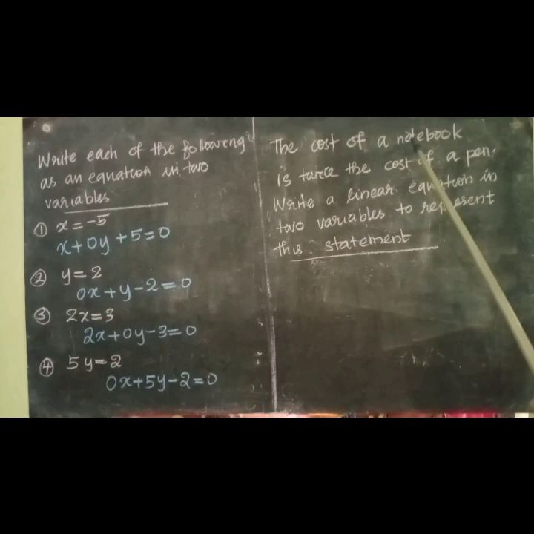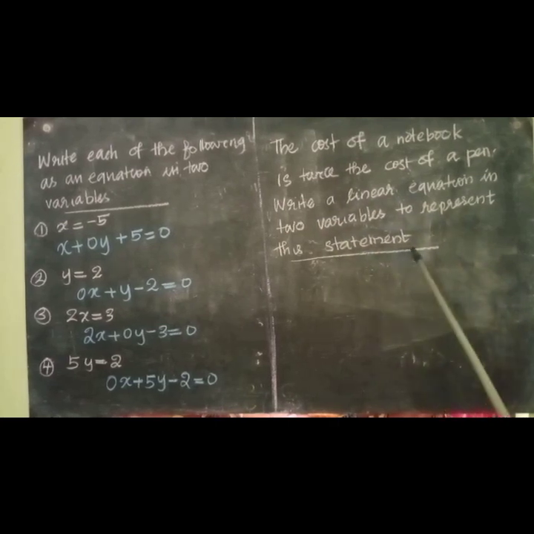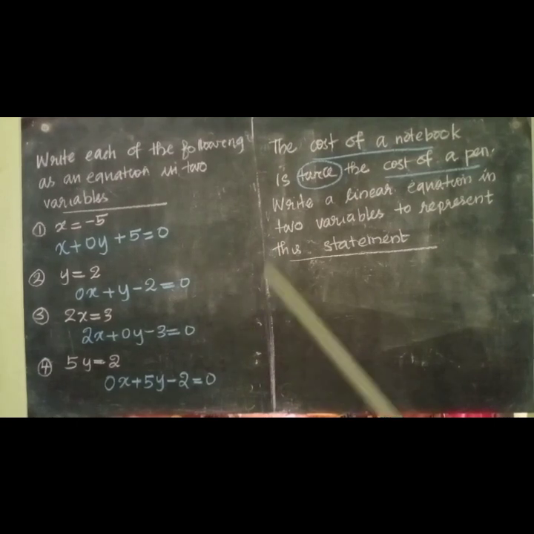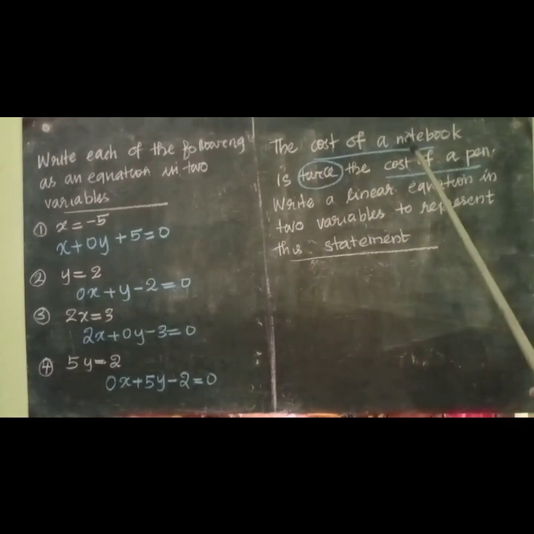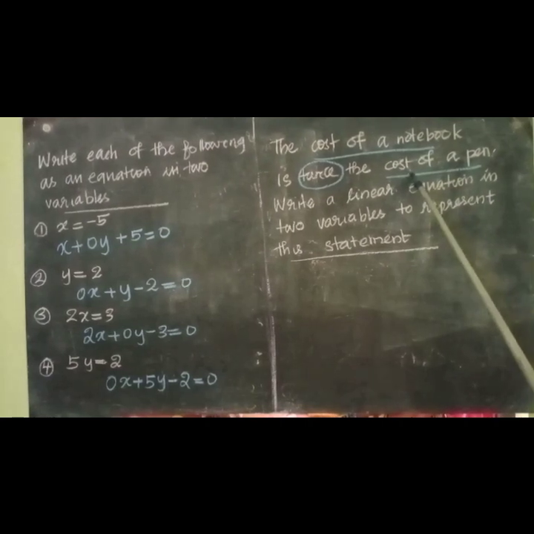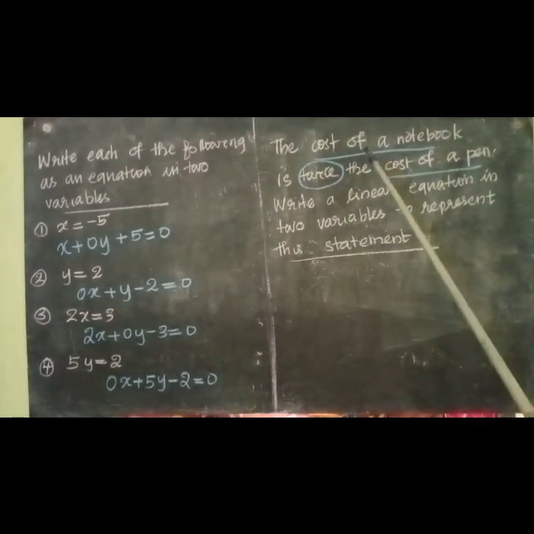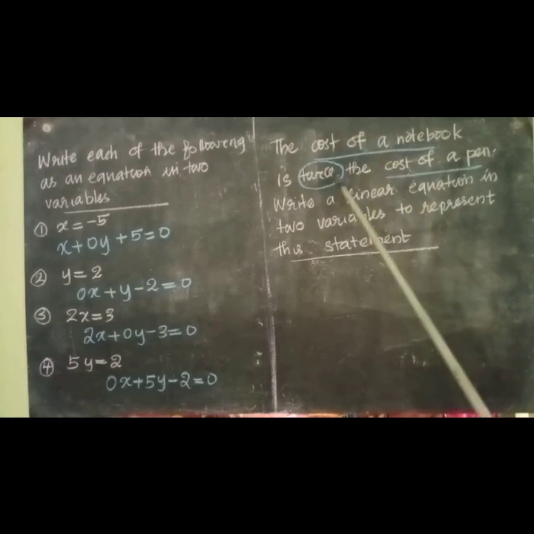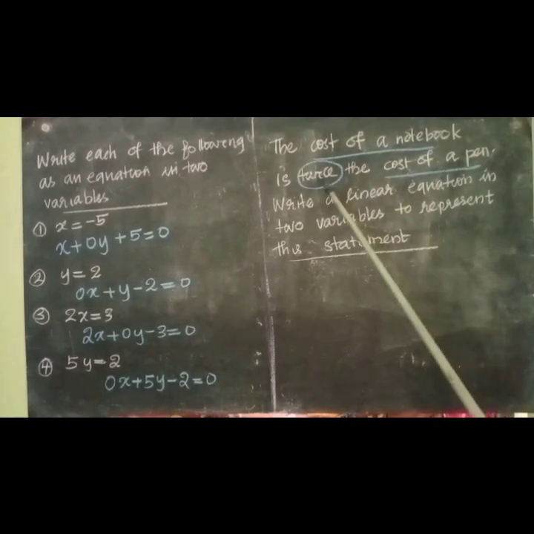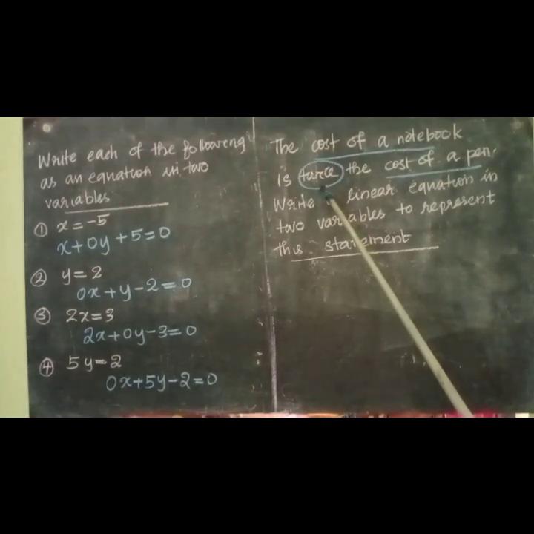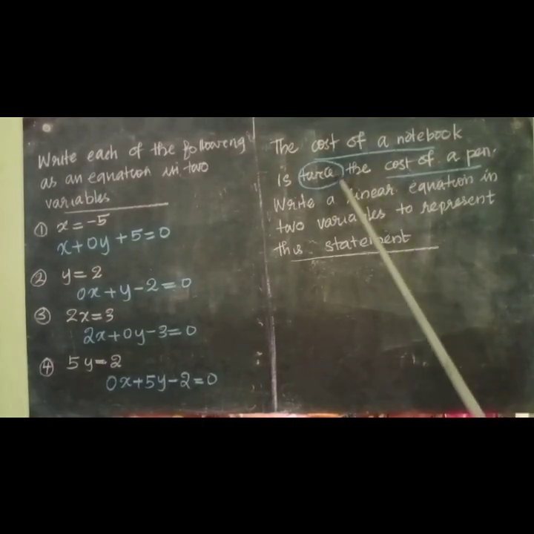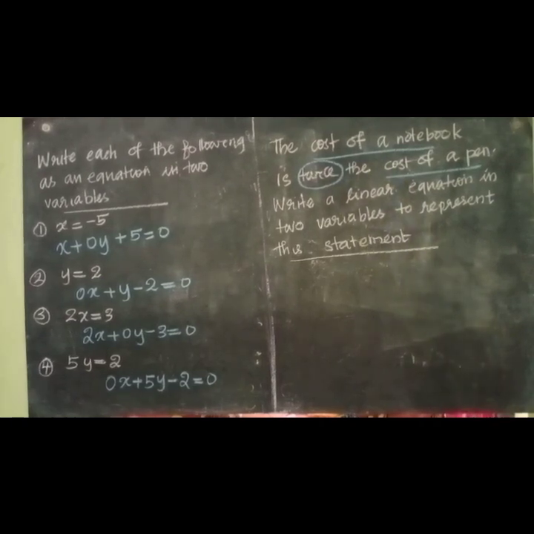Next question, the cost of a notebook is twice the cost of a pen. Write a linear equation in two variables to represent this statement. So it is discussing two things. First one is the cost of the notebook. Second one is the cost of the pen. So one you can take as x and the other one we can take as y. And there is a connection between these two. The cost of the notebook is twice the cost of the pen. Twice means 2 times.